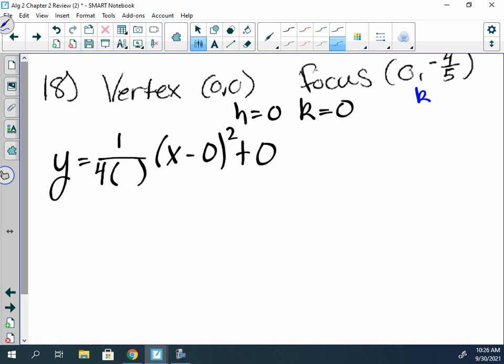Now from the focus, I know that this would be k plus p. So k plus p is -4/5. What's the value of k? 0. So it's pretty much gone. So p is negative.